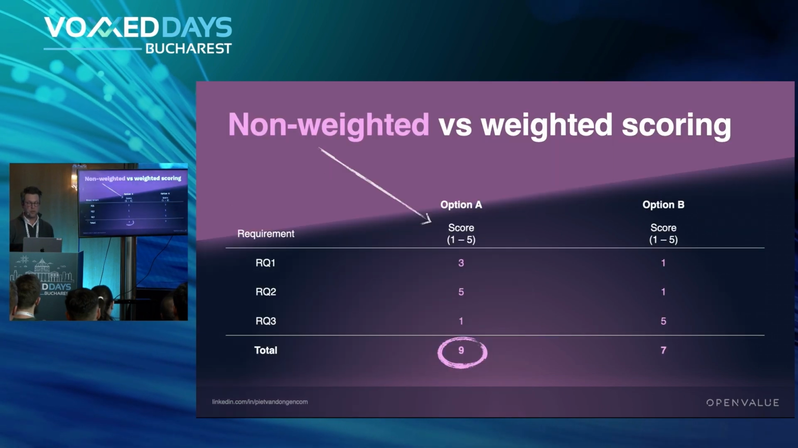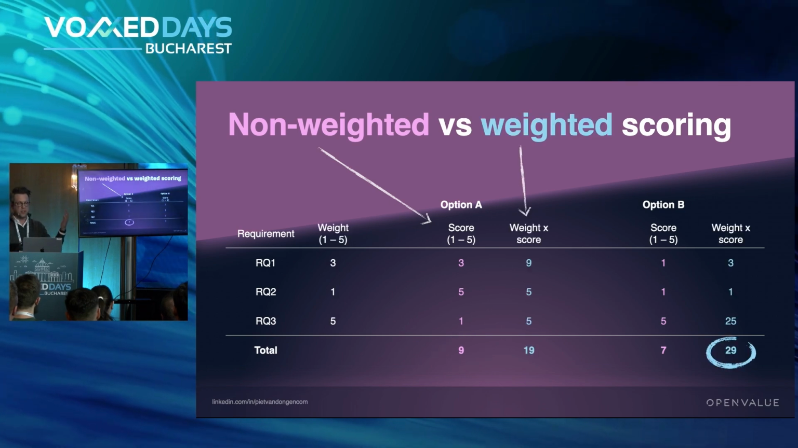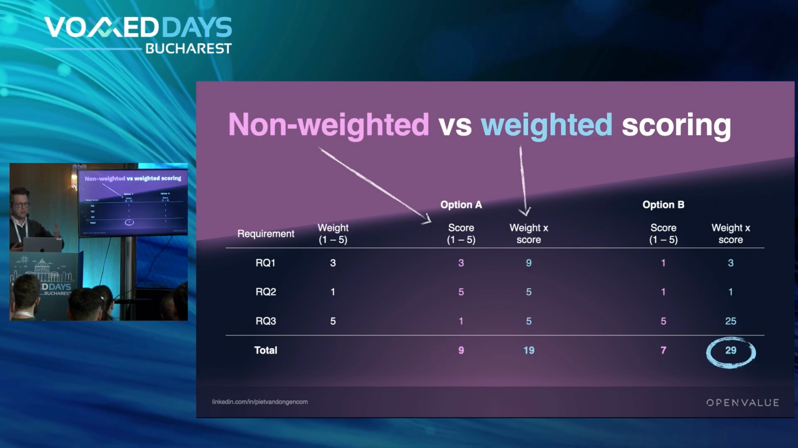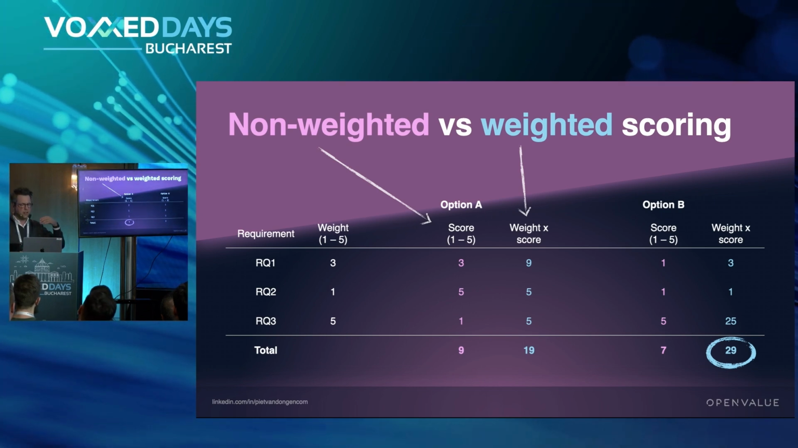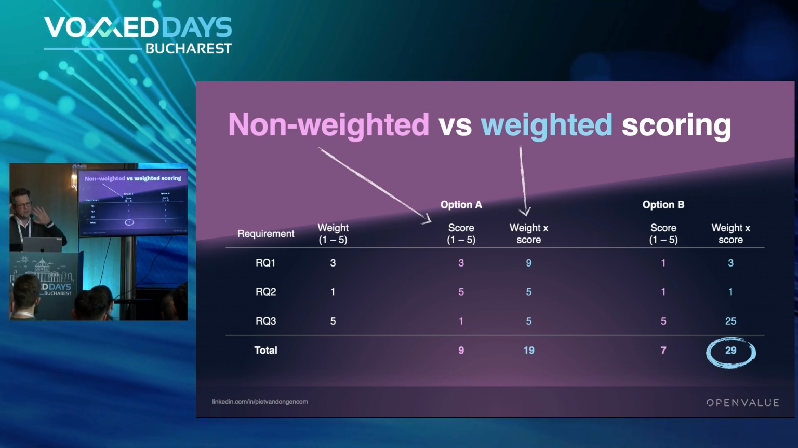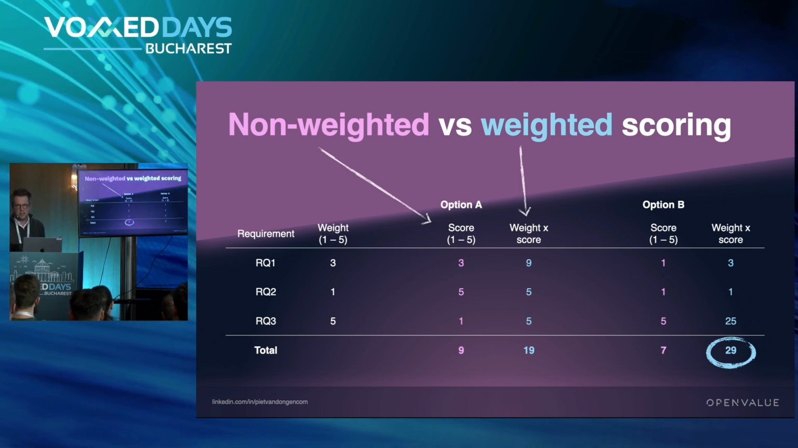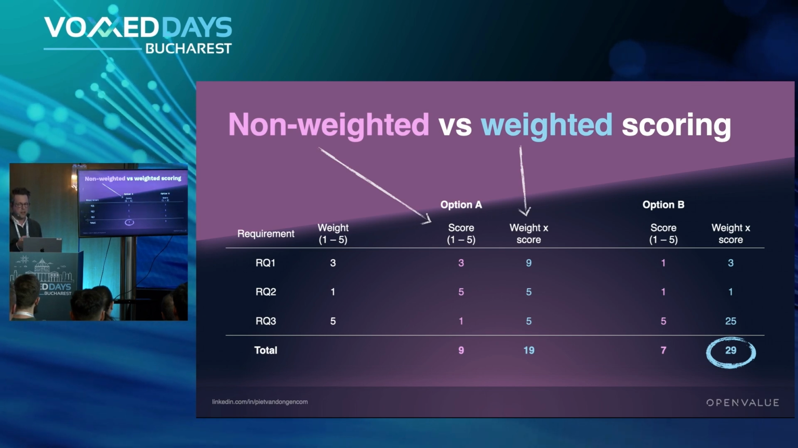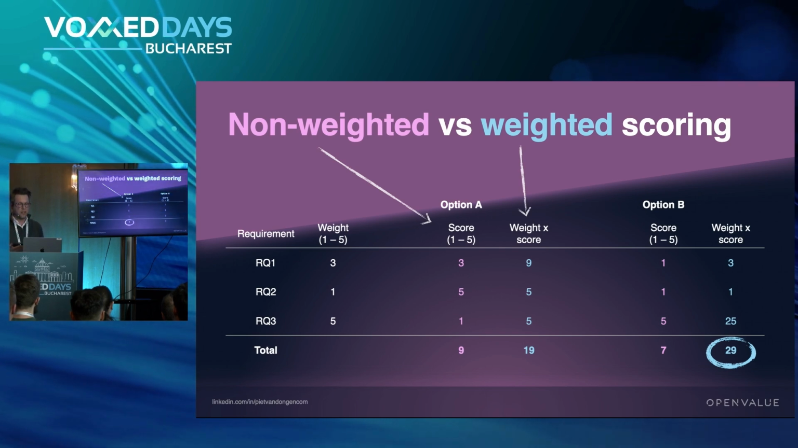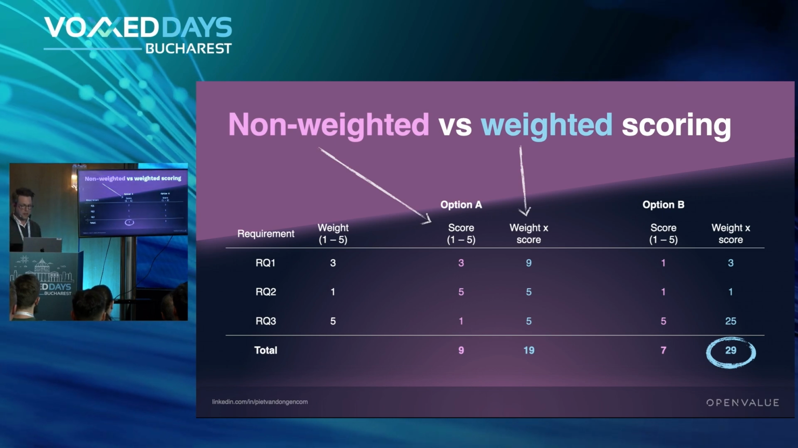So for example, if you don't do the weighting, and you have an option A and an option B, and 3 requirements, you say, okay, for option A, requirement 1, it satisfies it, fine. Requirement 2, perfect. Requirement 3, just about. For option B, the first 2 requirements are barely satisfied, but the third requirement, it's perfect. And if you just count those numbers, then option A is the winner here, right? So it's 9 to 7.